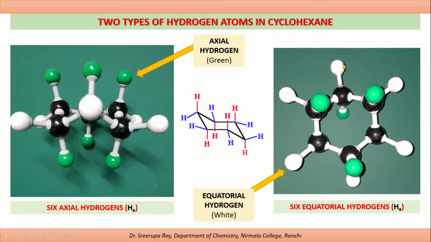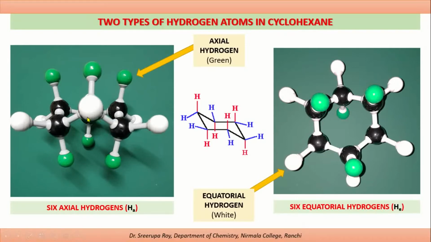So all those hydrogens which are lying coplanar to this carbon ring, that is these white hydrogens, are referred to as the equatorial hydrogens. And these bonds are the equatorial bonds. Whereas the axial hydrogens lie in a plane which is perpendicular to the plane of the carbon atoms. So all these axial hydrogens lie on a plane which is perpendicular to this plane of carbon atoms.